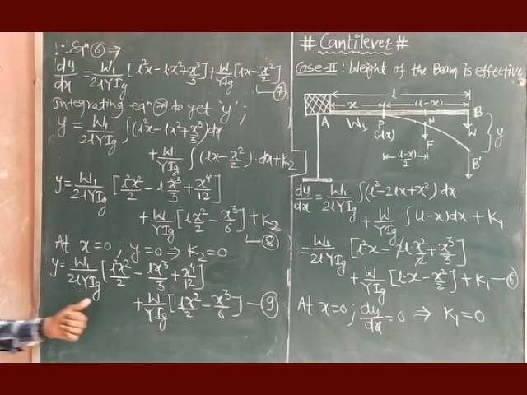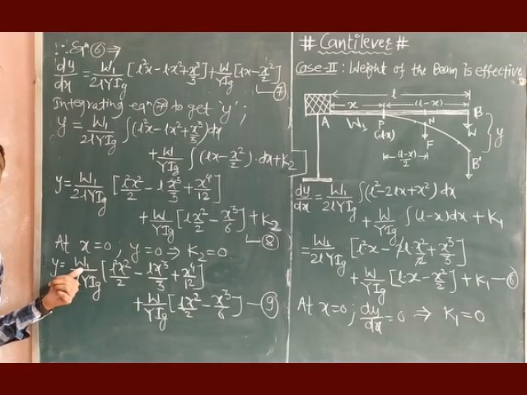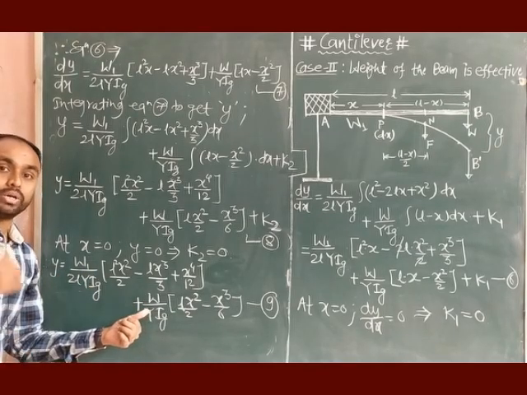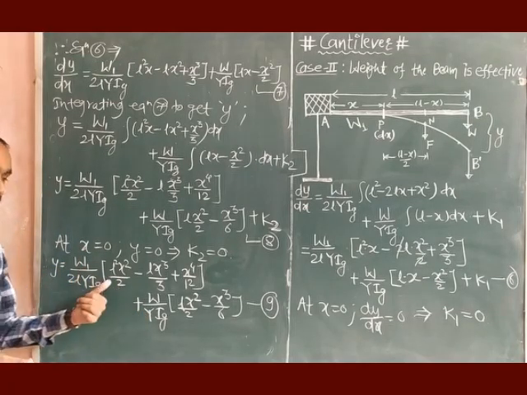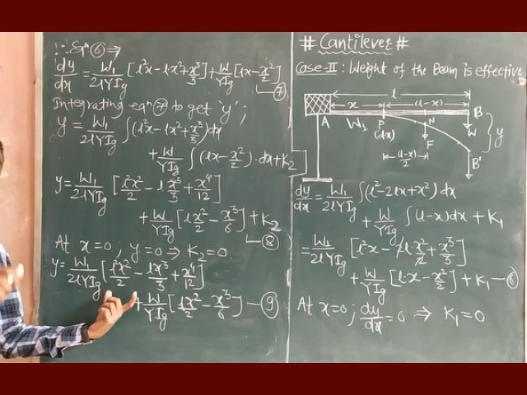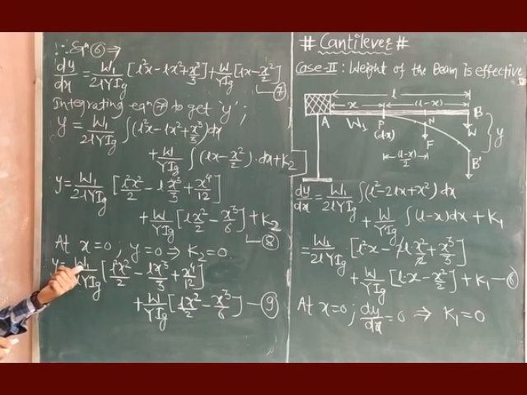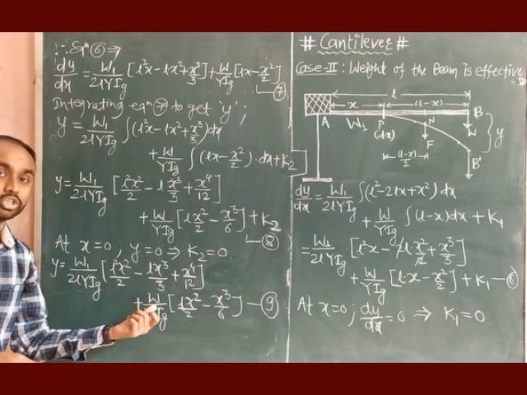Now see here, in this particular depression both the terms are involved. One is related to W and the other is related to W1. W is whatever weight we have attached and W1 is the weight of the cantilever, the weight of the beam. So the first term is the depression contributed by the weight of the beam W1, and the second term is the depression contributed by the weight attached W.